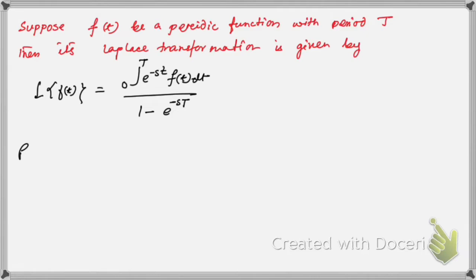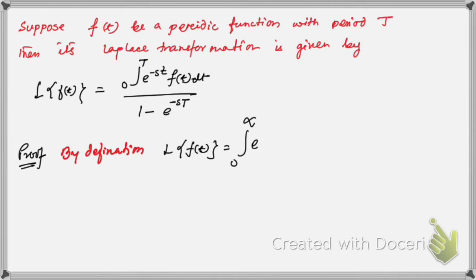So let me prove this formula. By definition, we know the Laplace transformation of a function f of t is given by the integration from 0 to infinity of e to the power minus st f of t dt. Here, from 0 to infinity, we are going to divide this interval into small intervals: 0 to T, then T to 2T, then 2T to 3T, and so on up to infinity.